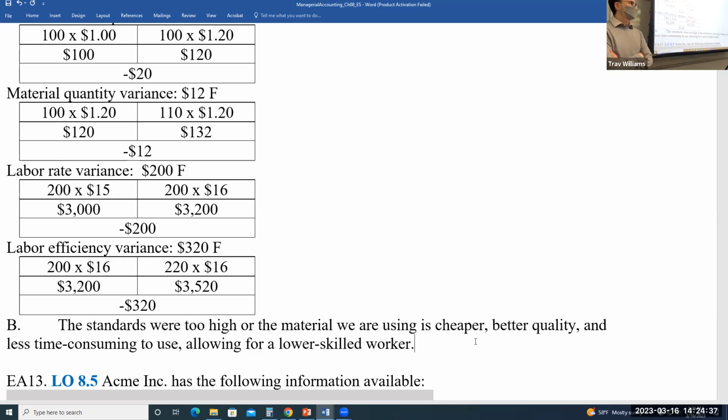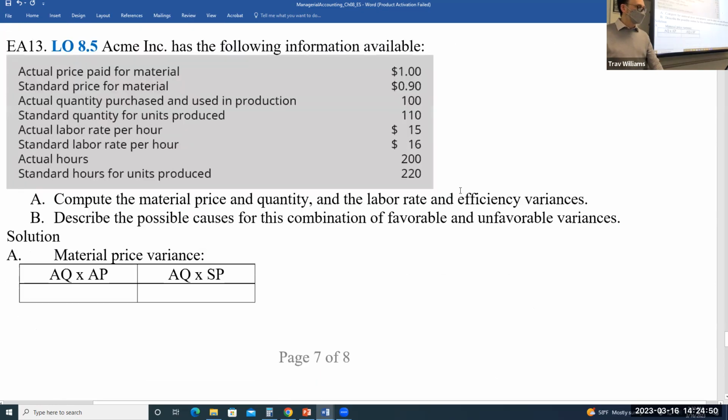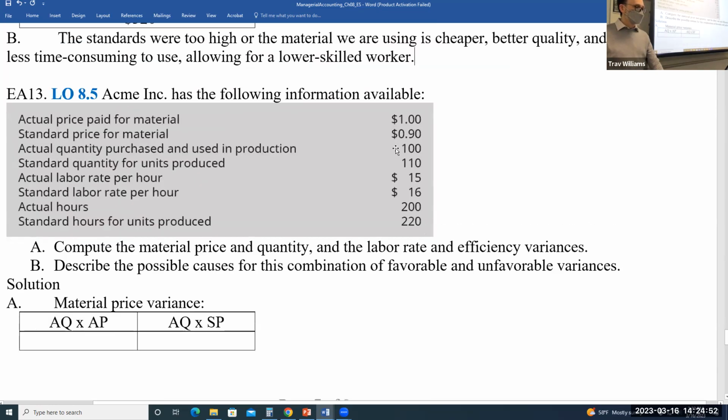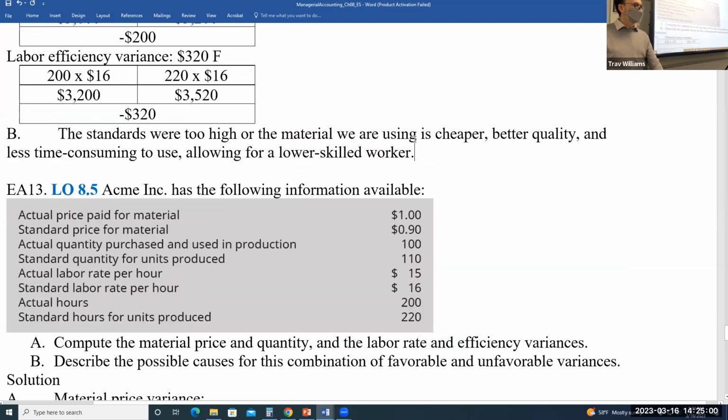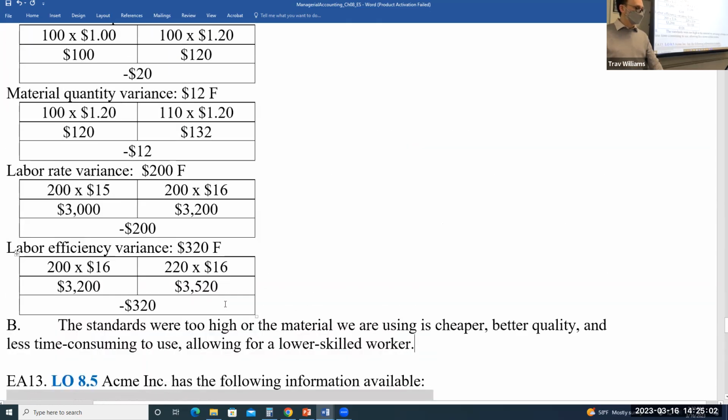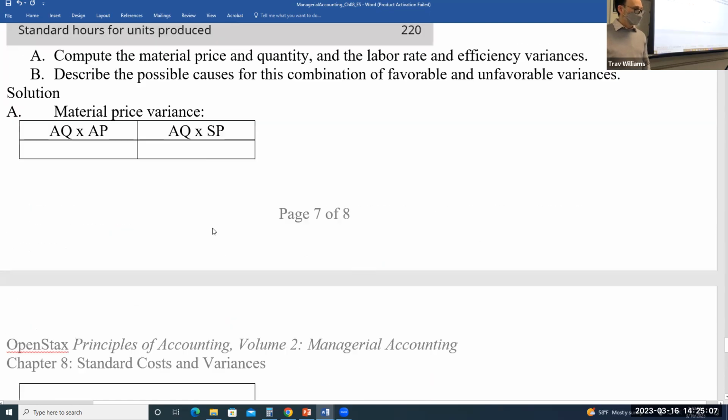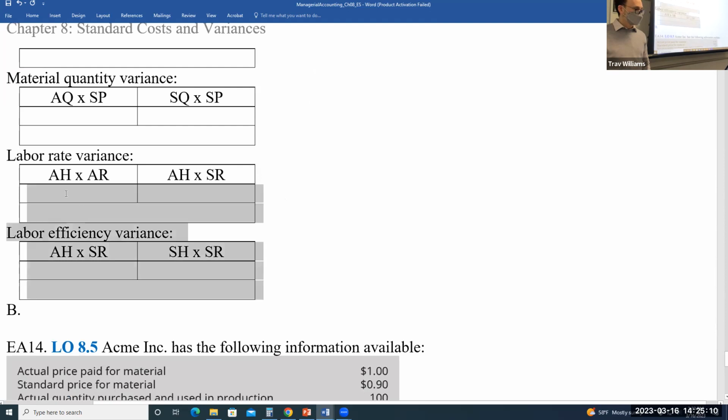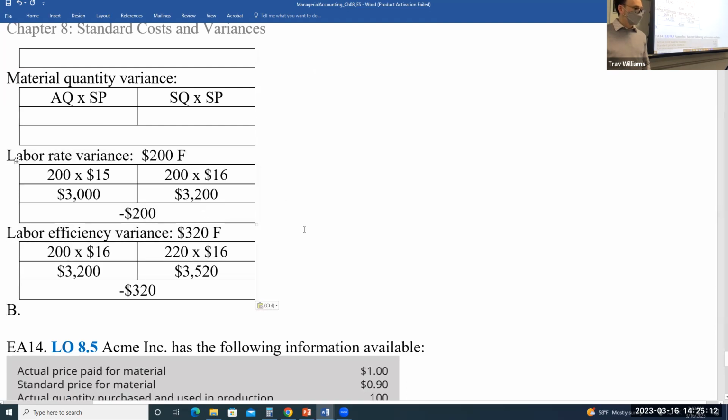Okay. Are we ready for the next exercise? Anybody need more time on this one? Okay. So as I said, 13 and 14 are similar. So we're going to cheat a little bit. In 13, the only thing that's different is the standard price for material. So the labor part is exactly the same. I'm going to see if it's going to just let me copy and paste here for the labor part. Okay, that worked.